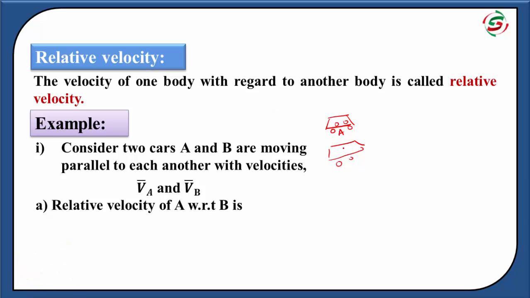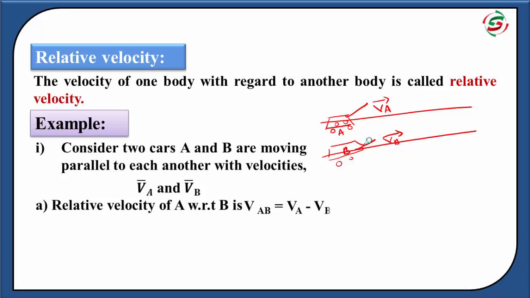Okay, this is car A and this is car B. These are the two cars. These two cars are moving parallel to each other, car A with velocity VA and car B with velocity VB. The relative velocity of A with respect to B. Relative velocity means the velocity of one body with regard to another body.